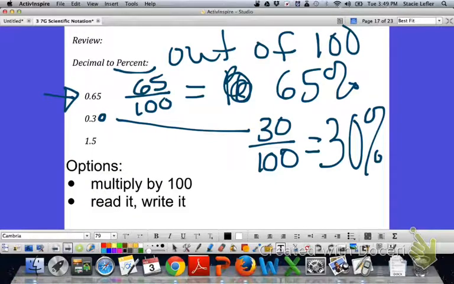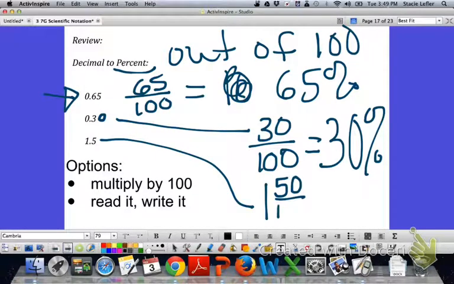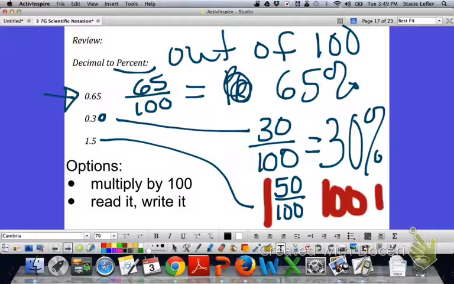How about 1.5, 1 and 5/10? You can add your own zero, and you would have 1 as a whole number, and 50 hundredths. So what are we talking about here? Well, the whole number of 1 would be 100. And then if we have another 50 hundredths, that's another 50%. So we'd have a grand total of 150%.